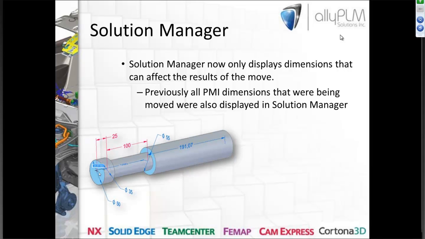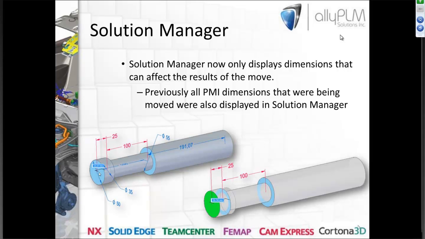Solution Manager is going to limit the dimensions that are exposed to you. It's only going to show you the PMI dimensions that your edit has an effect on. So when you first select the face, all the PMIs are exposed. But as soon as you go into the Solution Manager, it's going to hide everything that's not driving or having an effect on the edit that you're going to be making.